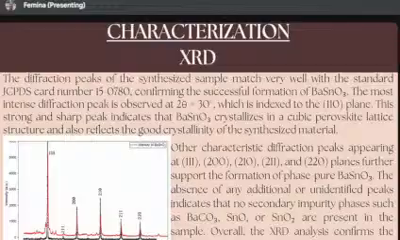Characterization, XRD. The XRD analysis was carried out to confirm the crystal structure and phase purity of the synthesized barium stannate. The diffraction peaks 110, 200, 210, 211, and 220 match well with the standard JCPDS card number, confirming the formation of barium stannate. The most intense peak at around 2 theta equal to 30 degrees corresponds to the 110 plane, indicating the cubic perovskite structure. The sharp and intense peak suggests good crystallinity.